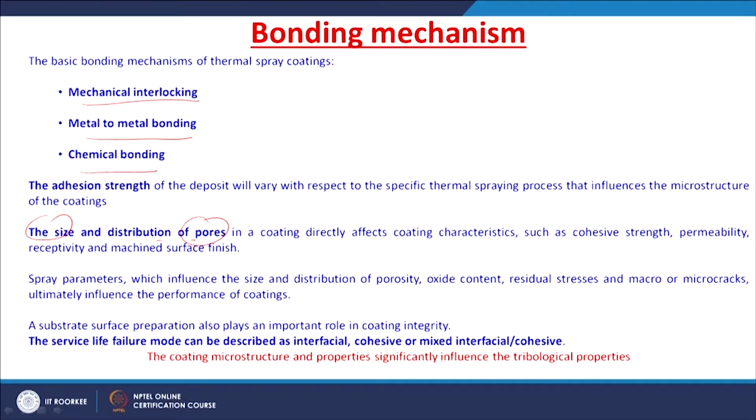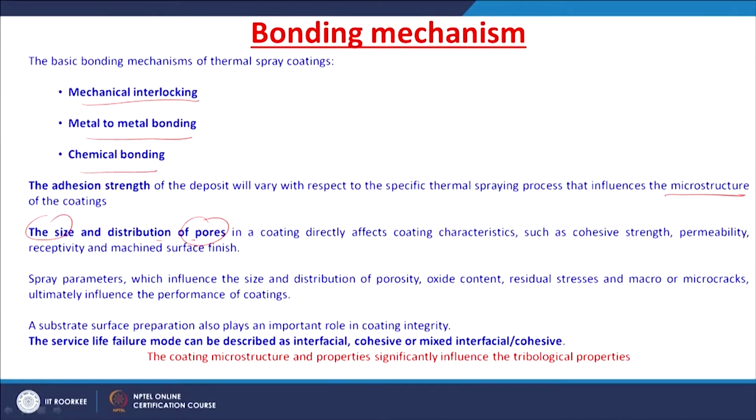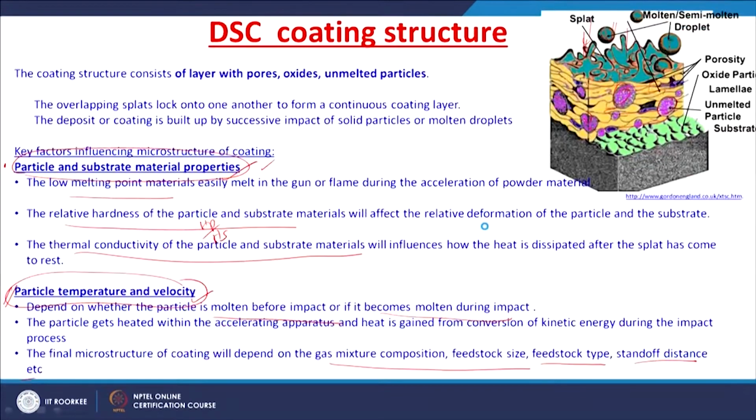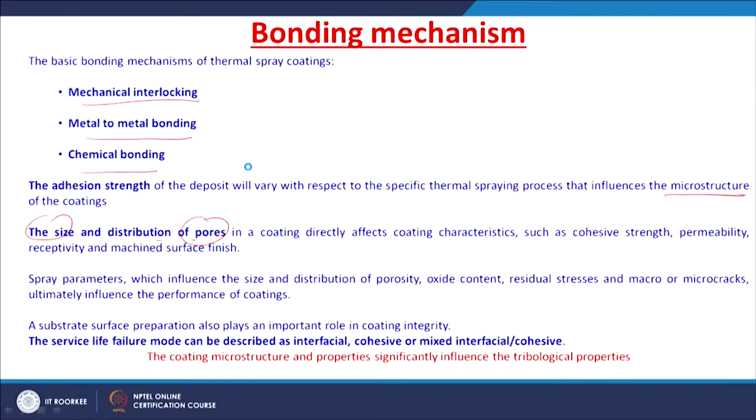Spray parameters influence the size and distribution of porosity, oxide contents, residual stresses and cracking, micro cracking or macro cracking, that influence the performance of the coatings, right. The microstructure is influenced, with respect to the thermal spraying process that we have seen here, by the temperature and velocity, and the properties of these particles and the substrate, right. Spray parameters influence the size and distribution of porosity, oxide content, the residual stresses and cracking, and finally influence the performance of the coating.